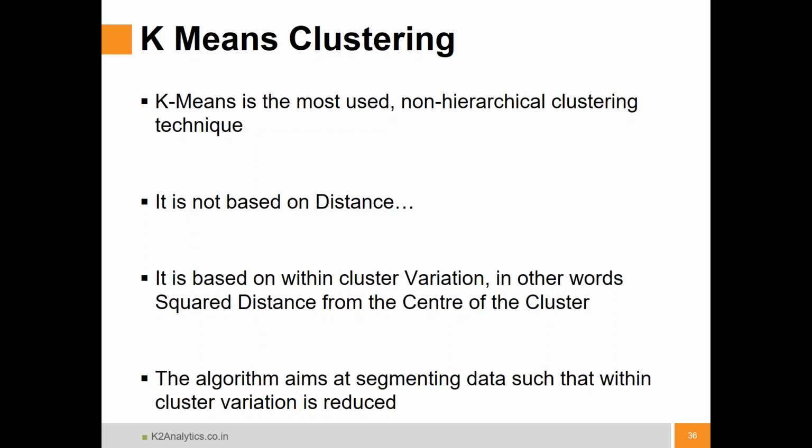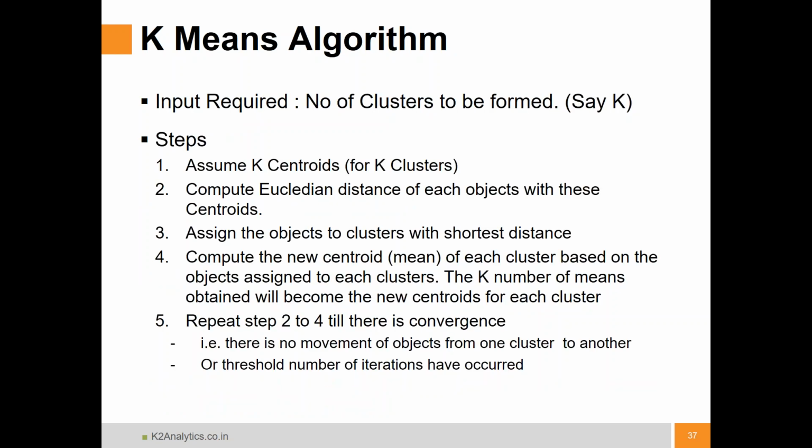It makes use of within cluster variation as a way to find out which data to merge. The objective of the entire algorithm is to segment data such that within cluster variation is minimized. The flow of the algorithm, how it works: what we have to give to this algorithm as a starting point is how many clusters have to be formed.